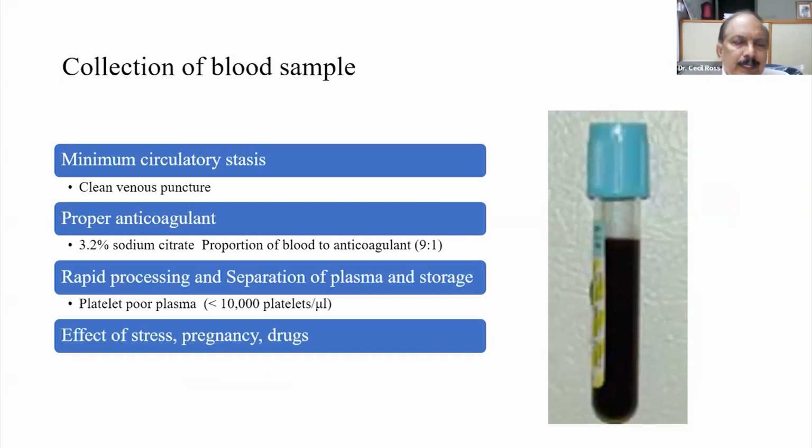There should be a proper anticoagulant. Normally we use vacuum tubes and the blue top tube, and the proportion of blood is exactly 9:1, because all the tests are calibrated at that ratio. And normally you should send the tube immediately to the lab where they will process it for platelet-poor plasma, and then they will do all the coagulation tests based on the platelet-poor plasma. Also remember the effect of stress, pregnancy, crying in children, and so forth, and the effect of drugs.